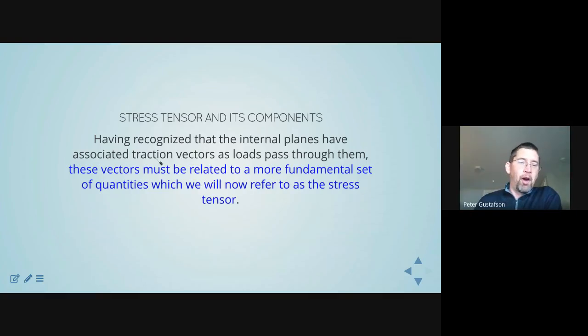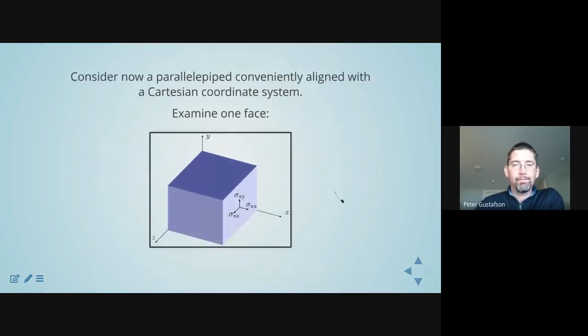Okay, so I hope now I have convinced you that these internal planes, these internal imaginary cuts that we can make, each of them has an associated traction vector as loads pass through the body. Now, the vectors themselves, I'm going to claim, must be related to a more fundamental set of quantities, which from now forward we will refer to as the stress tensor. I want you to stop thinking of stress as a magnitude and start thinking of it as a tensor. Now, what do I mean by that?